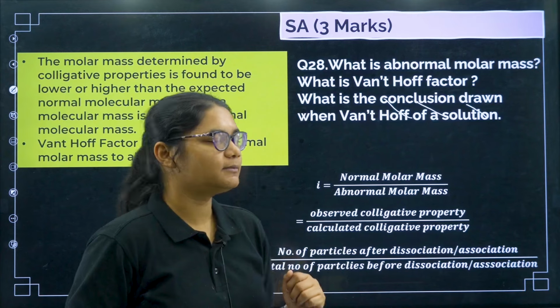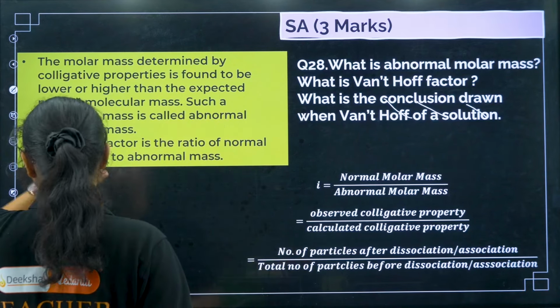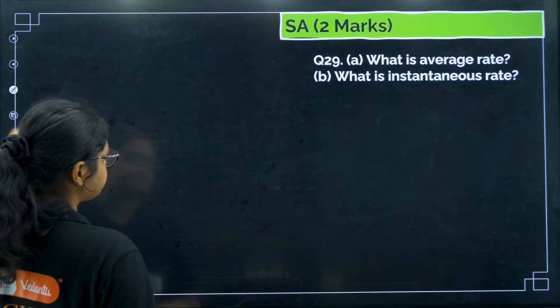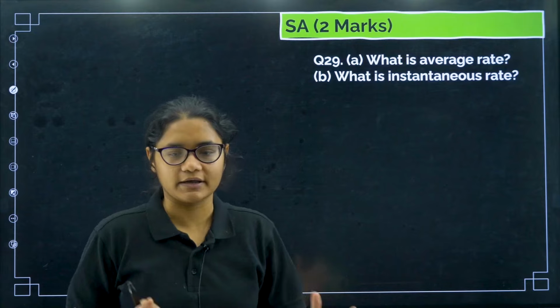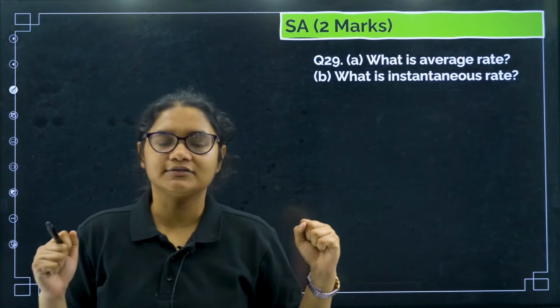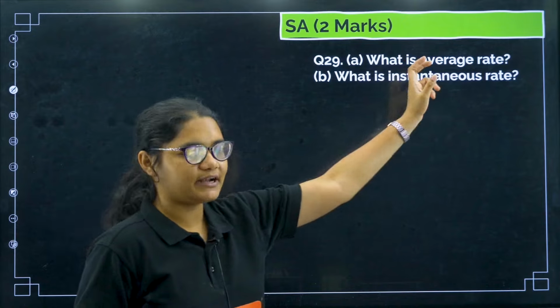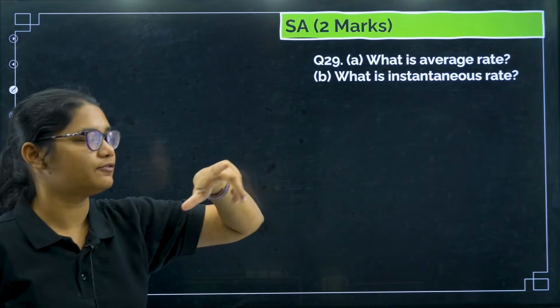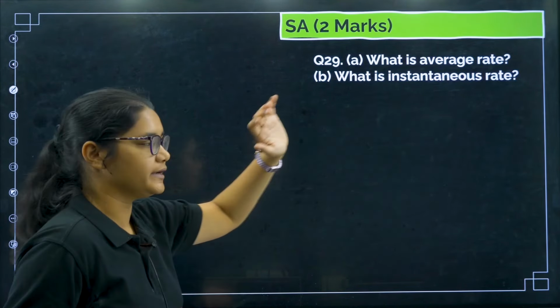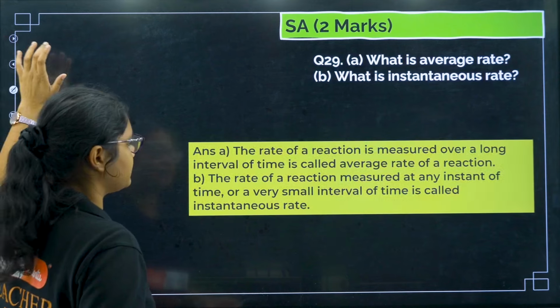Okay, now we will be moving towards the next chapter, that is chemical kinetics. First question, 2-marker and 3-marker I have segregated here. So what is an average rate and what is an instantaneous rate? Average rate is calculated in a certain interval of time. Instantaneous rate is calculated at that particular point of time.